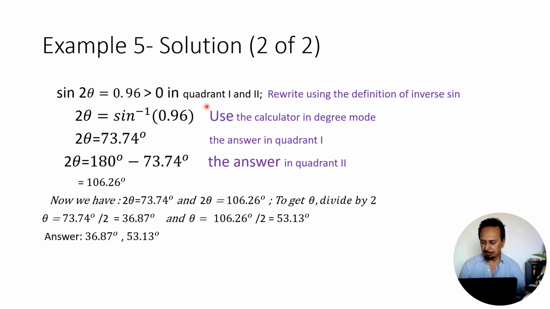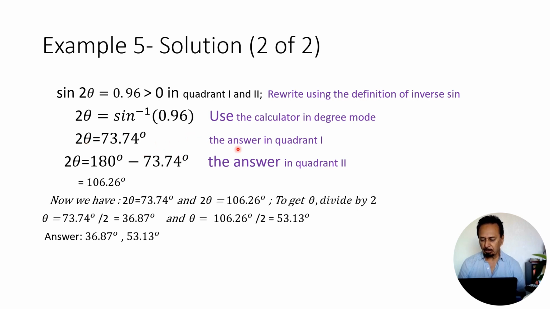And sine is positive in quadrant 1 and quadrant 2. So we rewrite this equation using the definition of inverse sine. So we have 2 theta equals sine inverse of 0.96. Now we put this on the calculator in degree mode, and we have 73.74 degrees. This answer is in quadrant 1.